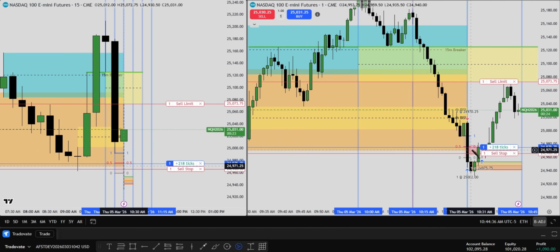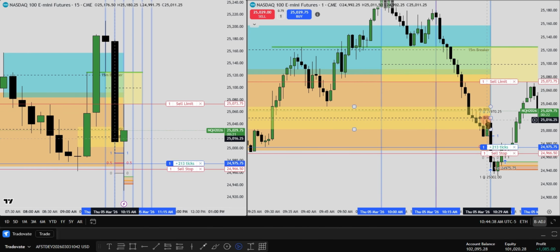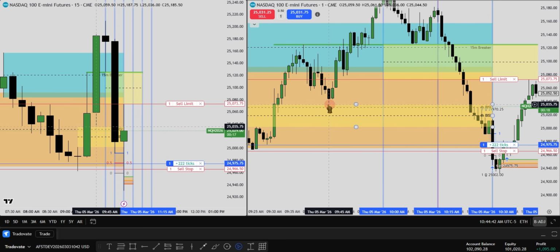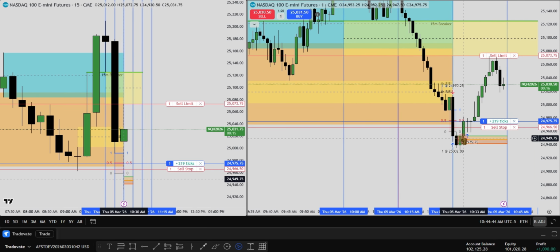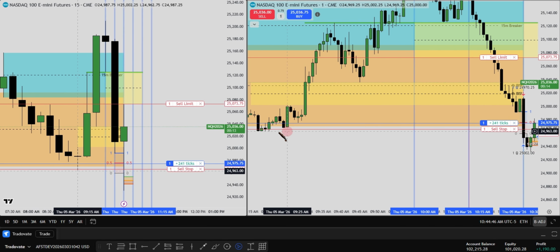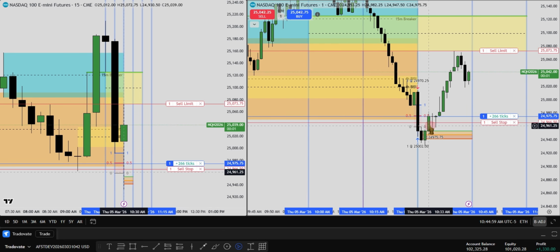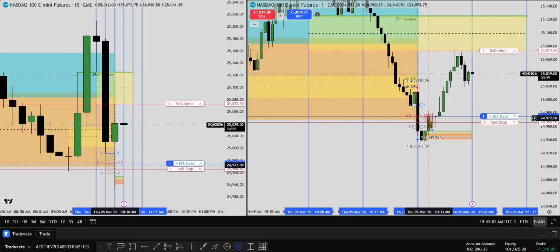Again, why this entry, not that one? This one didn't close below the low or above the swing low in question. This one did because it was down here. Right here, basically where my stop is at. Actually a little bit below it, but you can see clearly it closed above there.